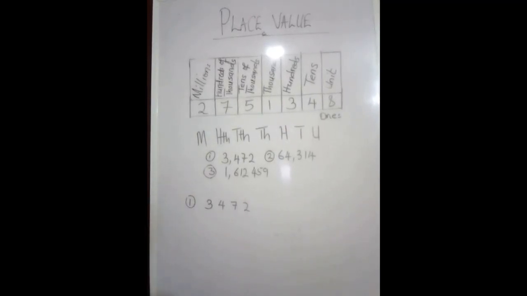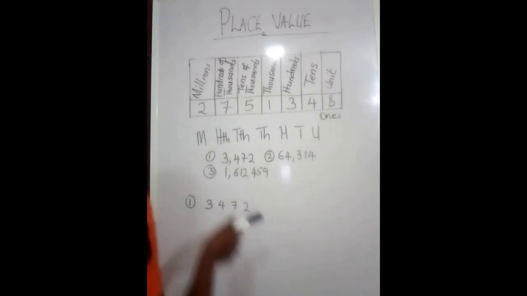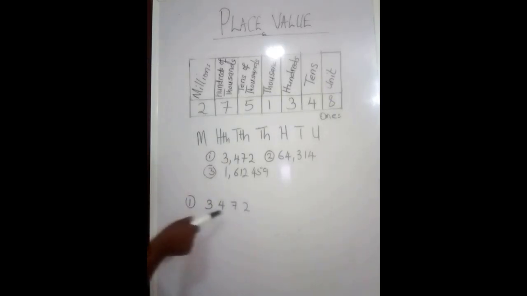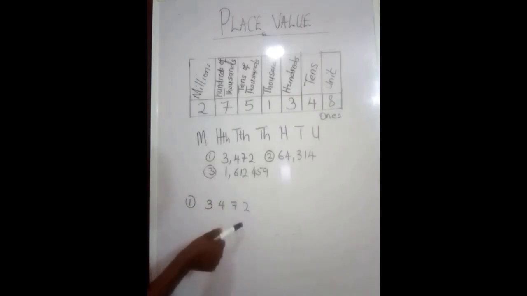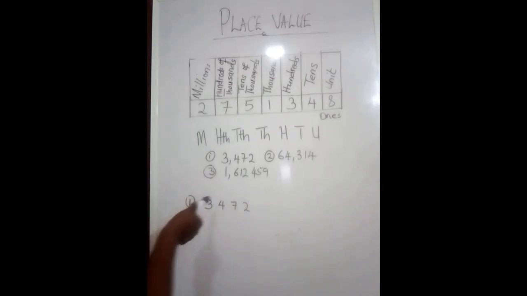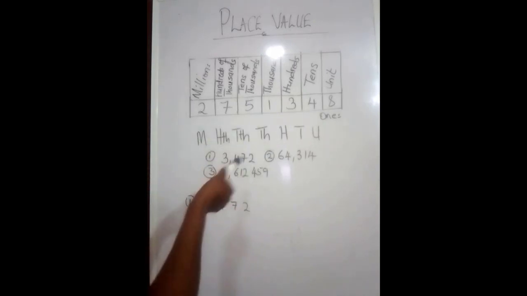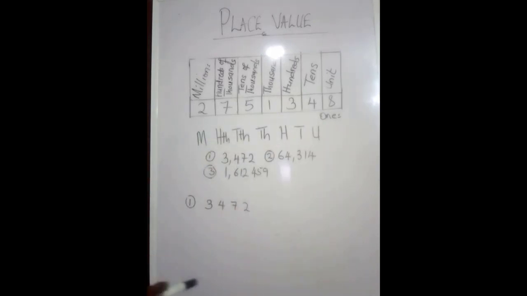Okay, so now we're going to consider some larger numbers so that we understand how it works for any number regardless of the size. So the first example here we'll be looking at is 3,472. This one is a 4-digit number. The first ones that we considered were 3-digit numbers. Now we are moving on to 4-digit numbers, 5-digit numbers, and then 7-digit numbers to get to million. Okay, so what do we do?